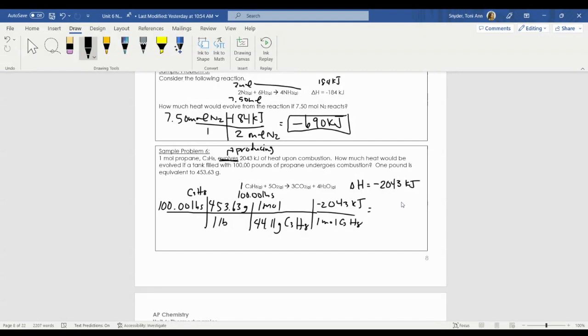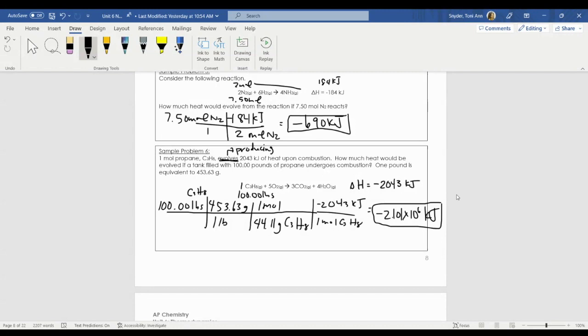You don't have to say the negative. If you see releases 2,043, you technically don't need the negative sign. You're going to see how this works with semantics and wording as we progress through this, but I'm going to leave the negative sign in the equation so that I get a negative value, because technically I am releasing that much energy. And holy moly, you get a huge number here. You get negative 2.101 times 10 to the 6th kilojoules of energy. So you're releasing a ton of energy in this case, which makes sense. If you have a 100-pound tank of propane, it should release a lot of energy.